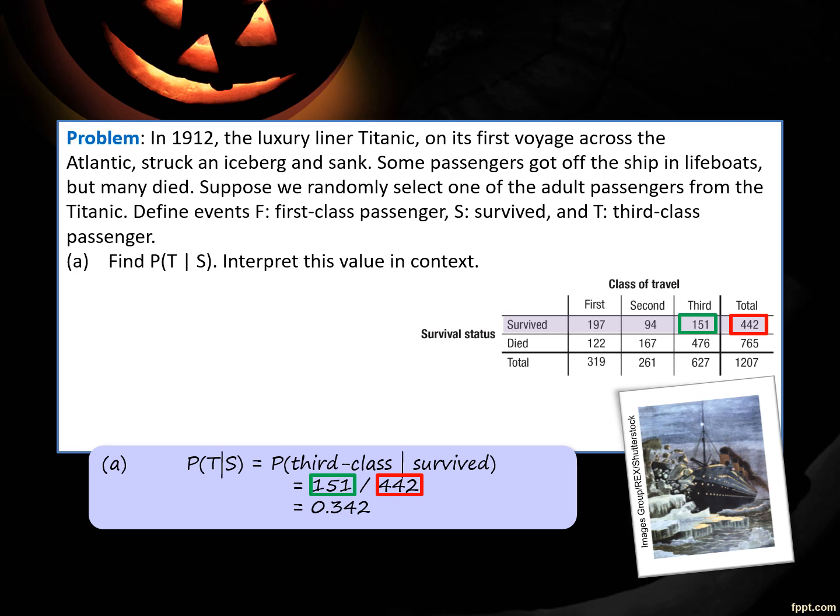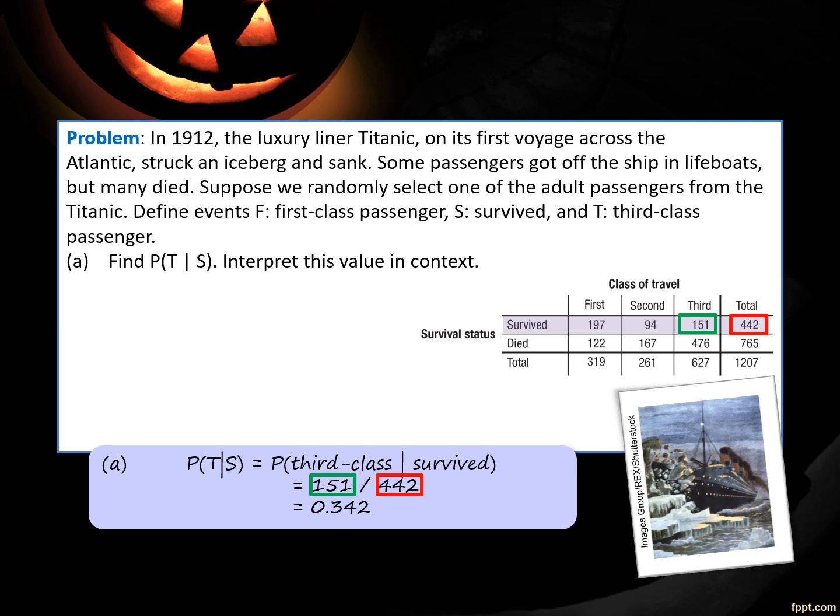It says interpret this value in context. And you're going to see this a lot in stats. Interpret this value in context. That means I have a number here, 0.342. What in the world does that number mean? Is it the number of apples I've eaten? Who knows? So we always need to say what the number means. If I just said it's the probability, people would be like, the probability of what? So I need to explain what this number is and what it means.